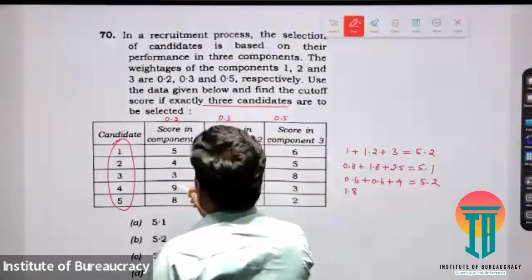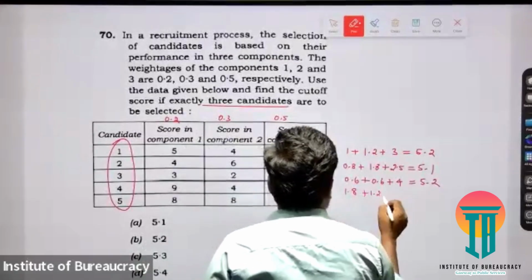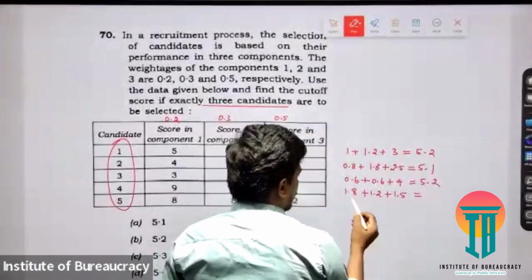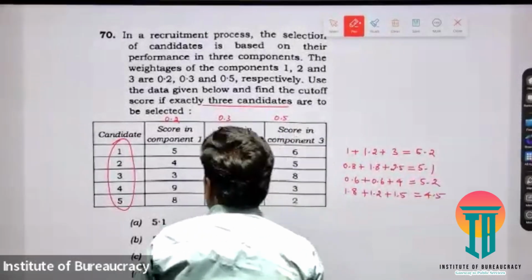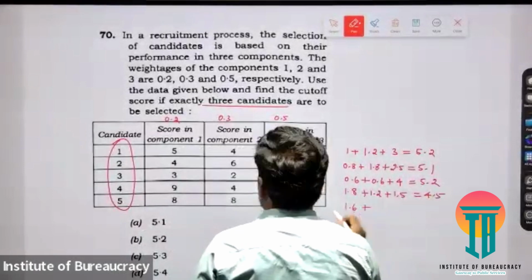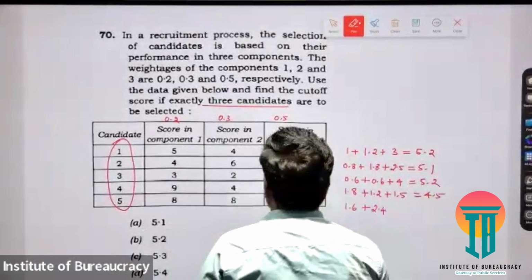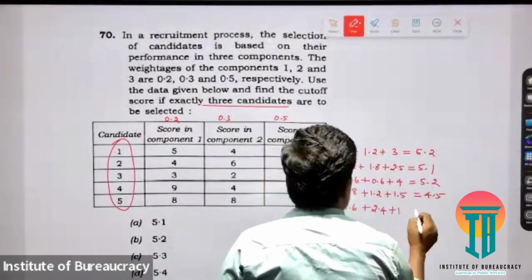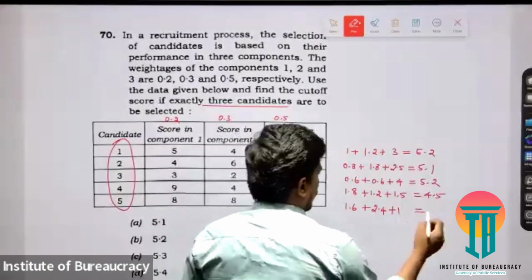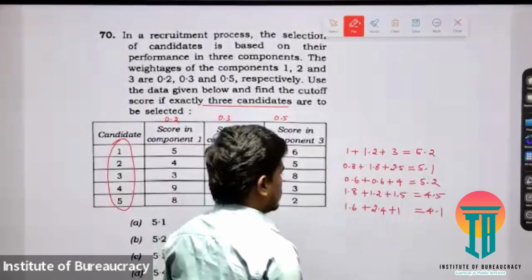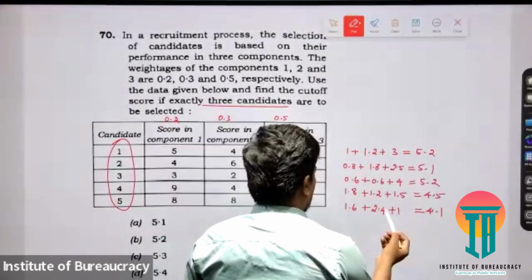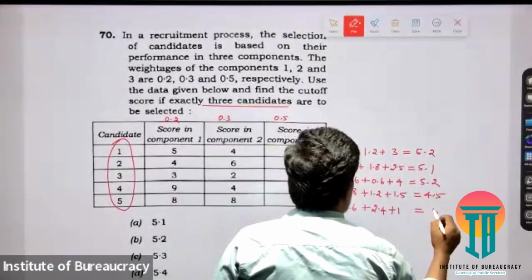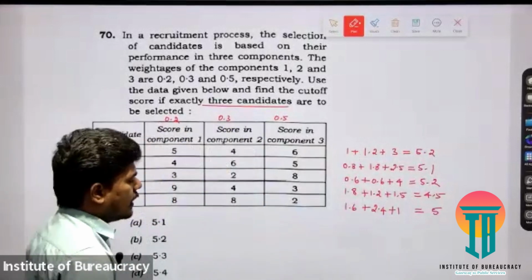Next is 1 plus 1.2 plus 1.5, so it is going to be 3.7. Then 1.6 plus 2.4 plus 1, so the answer is going to be 4.1. So this is what we have.